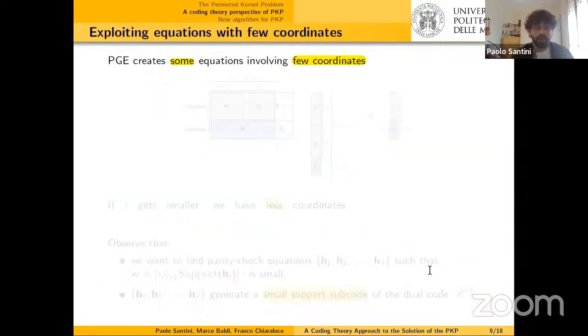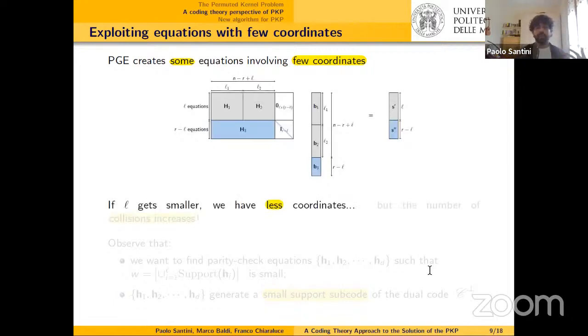Before I present to you our algorithm, we need to understand the role of partial Gaussian elimination. In particular, its role is fundamental because it allows us to define a small instance involving few coordinates. Indeed, you can see that when we apply the transformation to the matrix, we obtain this null matrix here. So that to solve the small instance, that is the one highlighted with the gray color, we just need n minus r plus l coordinates.